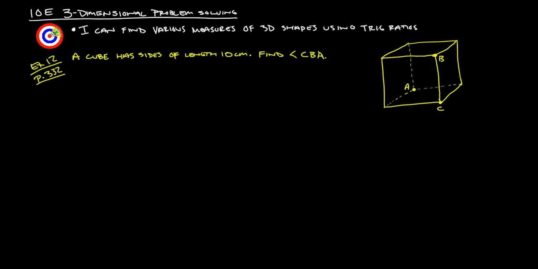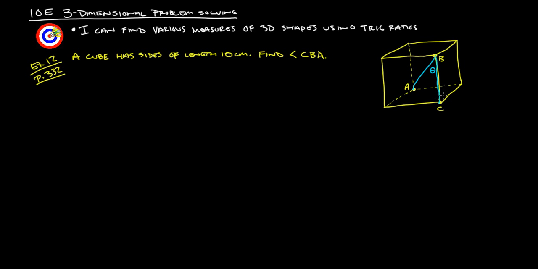First one's example 12 from page 332. It says a cube has sides of length 10 centimeters. Find angle CBA. So we want to figure out what this angle is. We want to figure out what that angle right there is.